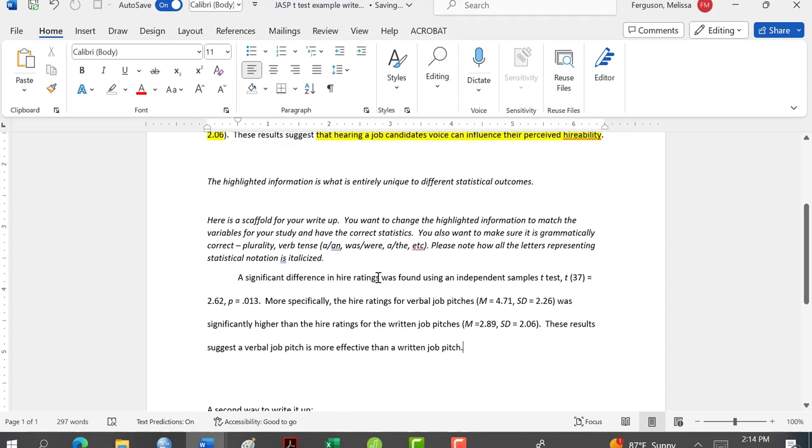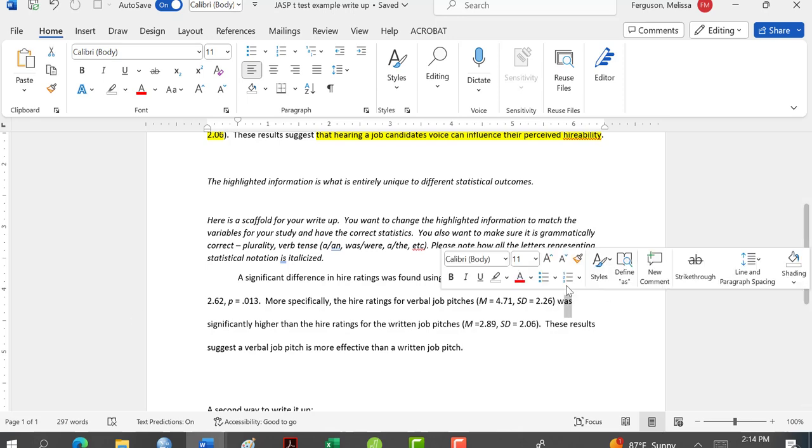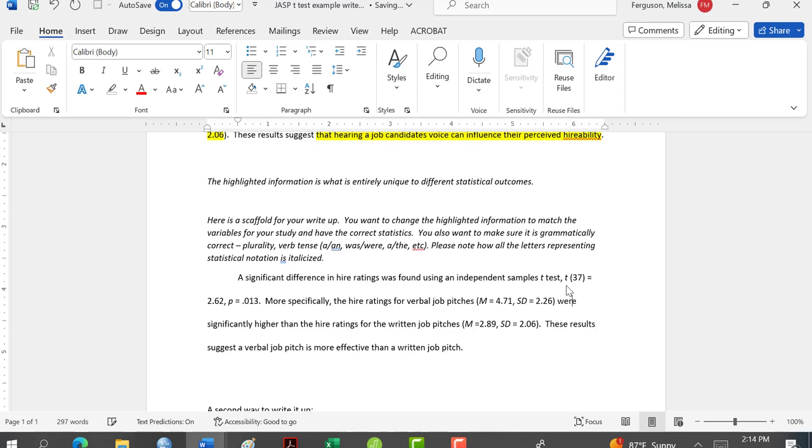So a significant difference in higher ratings was found using the independent samples t-test. We reported this t-statistic in APA format. More specifically, the higher ratings for verbal job pitches, presenting the mean and standard deviations in parentheses, was significantly higher. I think we need to change this to were, because we have higher ratings. If I had higher ability, it could be was. Were significantly higher than the higher ratings for the written job pitches. Mean and standard deviation in parentheses. These results suggest that a verbal job pitch was, keep it in past tense, more effective than a written job pitch.